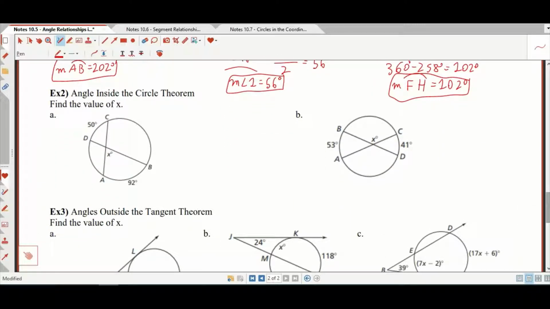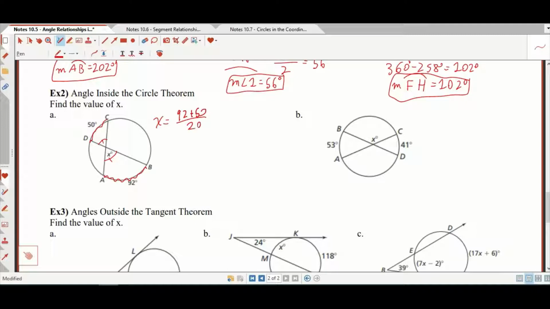Angle inside the circle theorem. So remember, the measures of these two angles are the same because they are vertical, but they are the average of the two arcs they cut out. That's how I want you to think of it. So that means that x equals the average of 92 and 50.